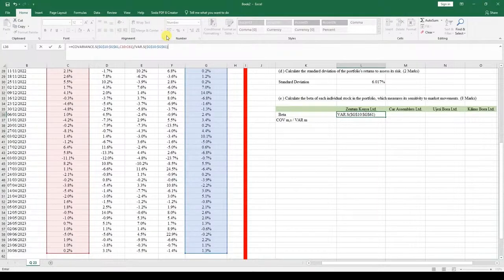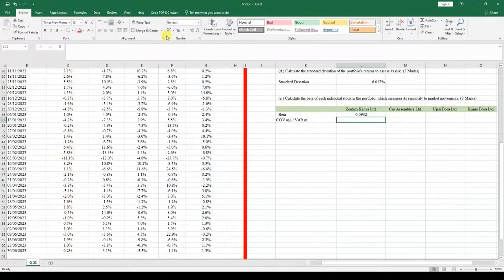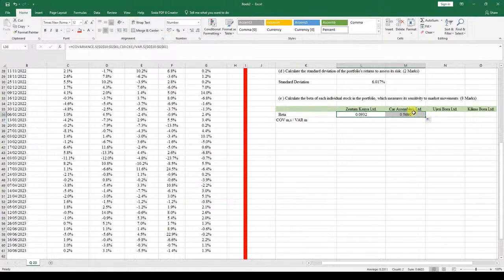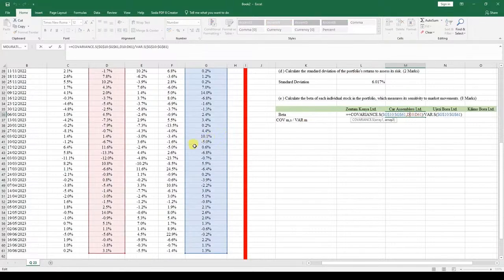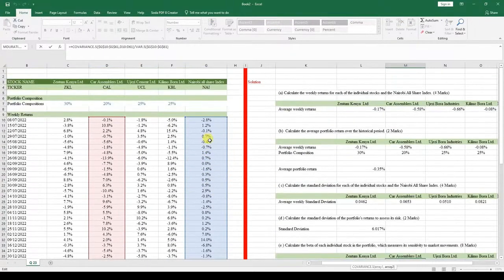That there, that's our beta, 0.0932. And if we drag it towards the right, let's just confirm. Covariance, remember we have locked, that's the purpose of locking. This one, covariance of the market.